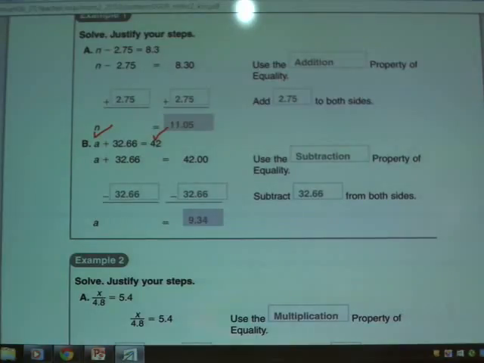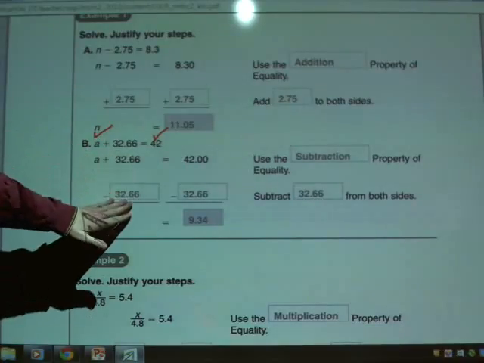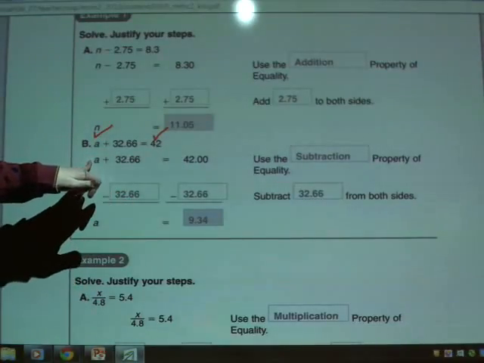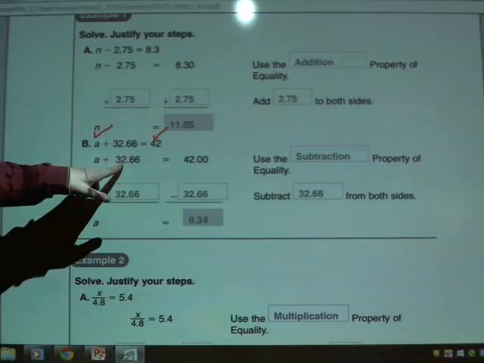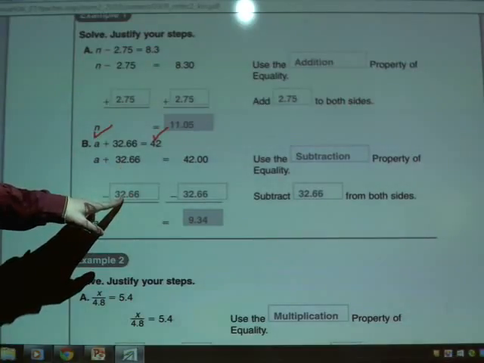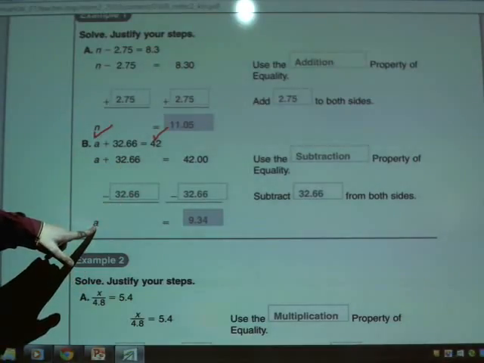So I've got to move 32.66. Well, again, I'm going to move that by doing the opposite. And the opposite here is going to be to subtract. Again, how do I know that? Well, 32.66 has a big old addition sign in front of it, so that would imply that the opposite is subtracting. Also, when I subtract 32.66, that's going to make these two things disappear and just leave me my variable a. If I add 32.66 and then I subtract it away, that just leaves me a.